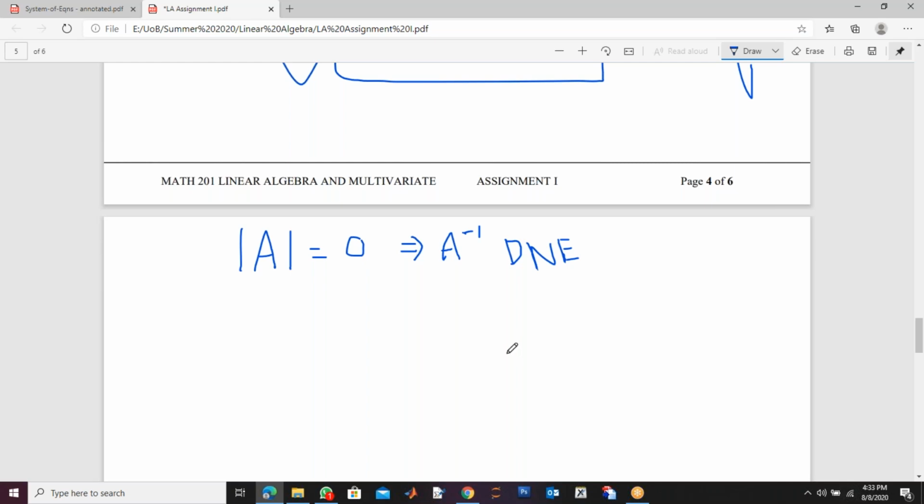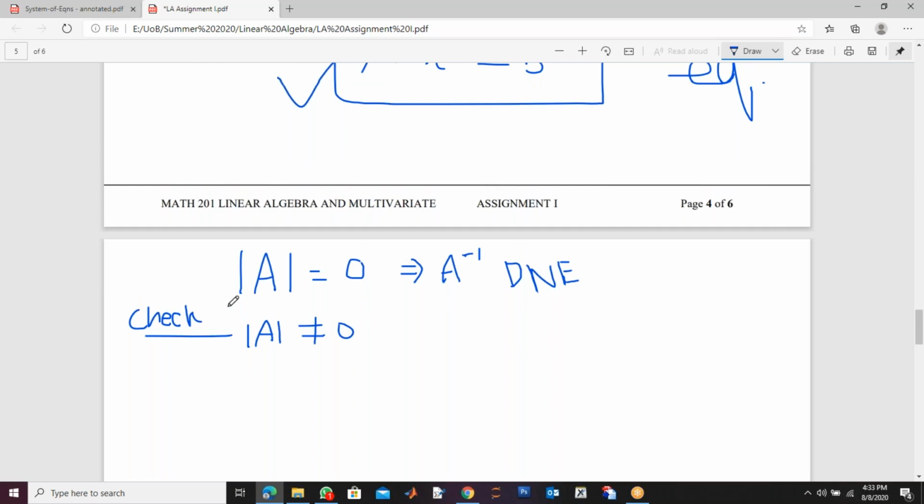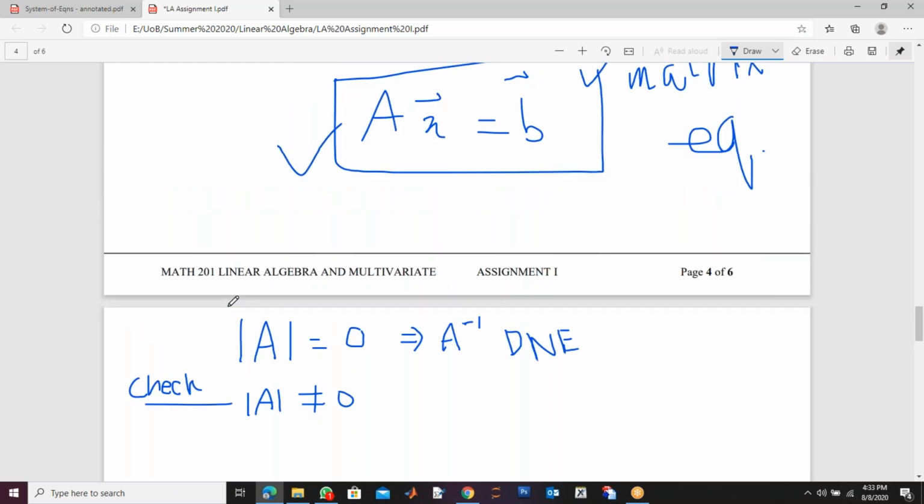We have to use some other method, row reduction operations, the Gaussian method or Gauss-Jordan method, reducing to echelon form or reduced echelon form. But if the determinant of A is not equal to 0, it means A inverse exists and I can find it. So it's better to check the determinant of A before proceeding. If I check the determinant of A, it is 2 into 1 plus 1, 2.